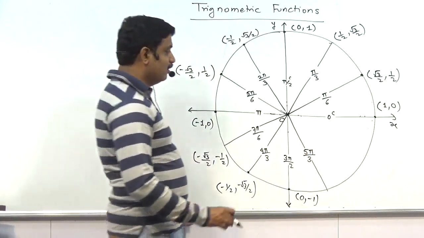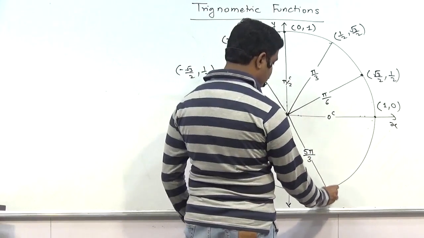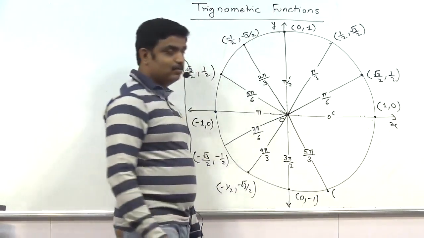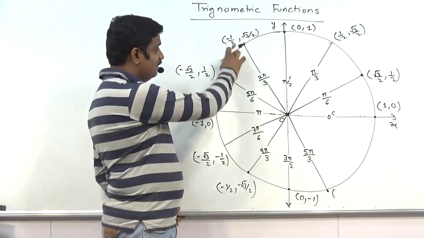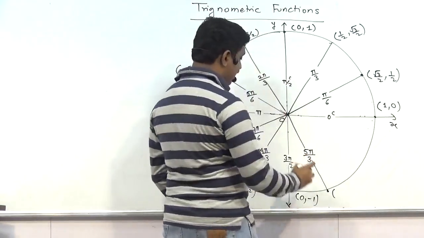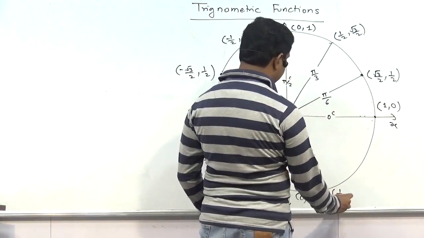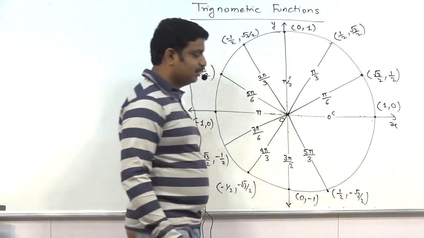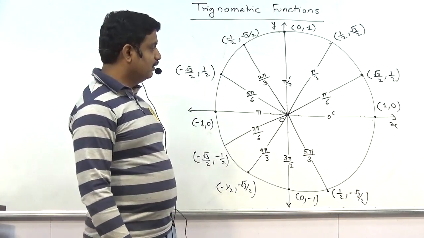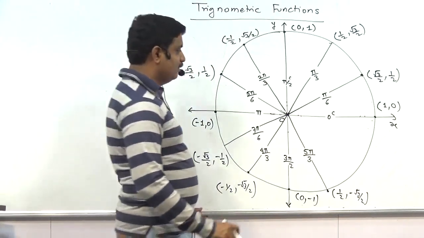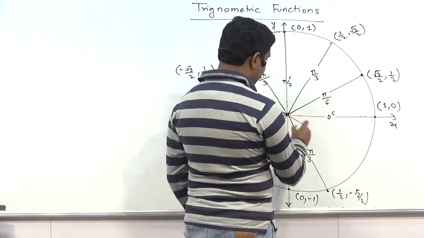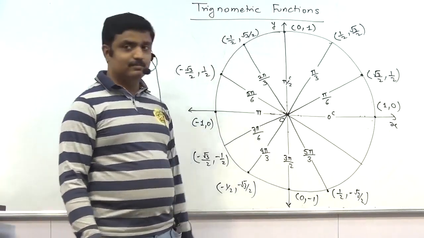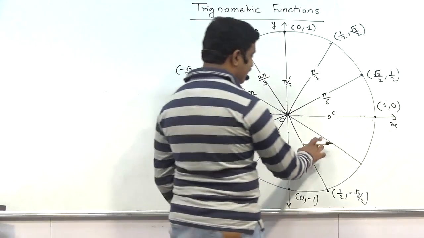10 pi by 6 can also be written as 5 pi by 3. What will be the coordinates? The same line is extended over here. So what will be the coordinates? Same values numerically. The sign will be opposite. So 1 by 2, minus root 3 by 2. What should be the next angle? Extend this line.